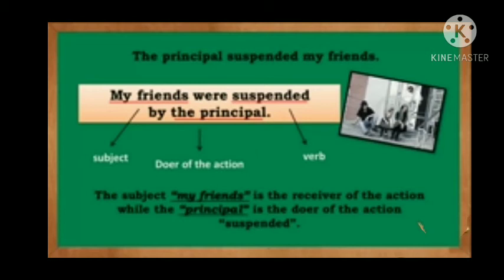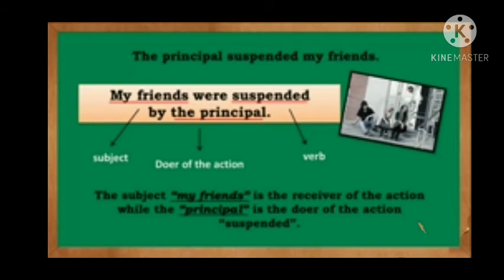So according to the rule, we will swap the subject into the object and the object into the subject. So we write my friends, then according to the tense we add were because it is in past tense, and friends is a plural, that's why we are using were. Then third form of the verb, that is suspended, then we add by. After writing by, the subject becomes object here, the principal. So we get this new sentence in the passive form, that is my friends were suspended by the principal.